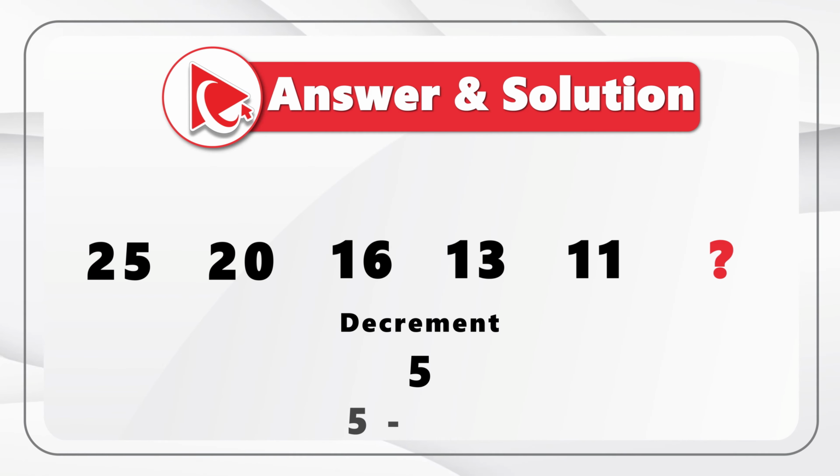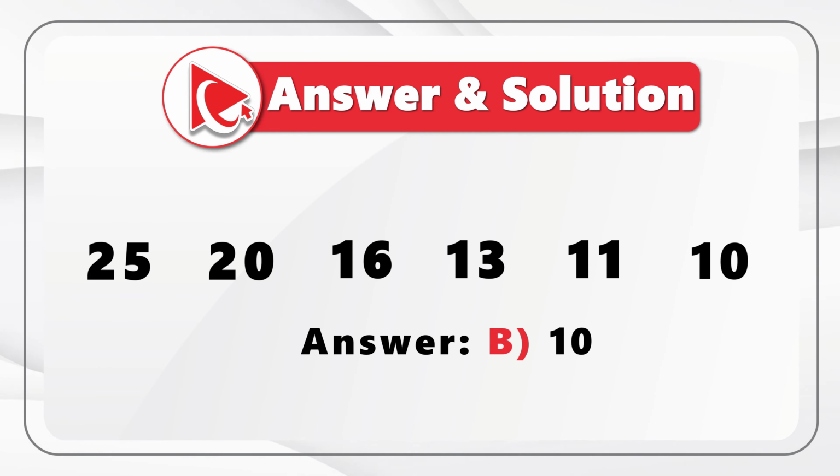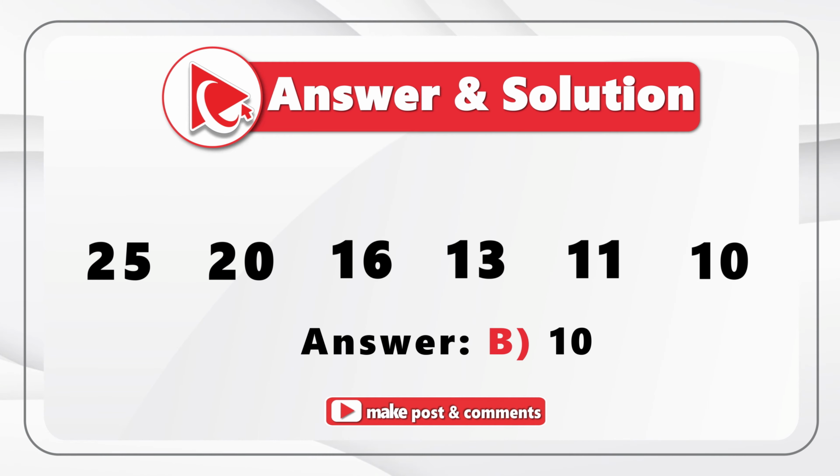Then we decrease the decrement by 1, and the decrement becomes minus 4. 20 minus 4 equals 16. 16 minus 3 equals 13. 13 minus 2 equals 11. And 11 minus 1 equals 10. So the correct answer here is choice B, 10. Was your answer different? Please make sure to post your answer and solution in comments then, so we can all learn.